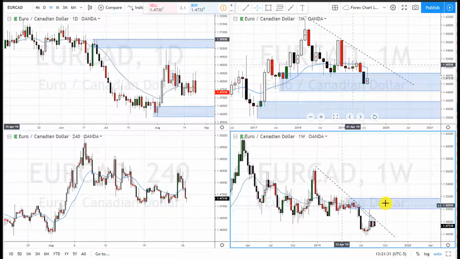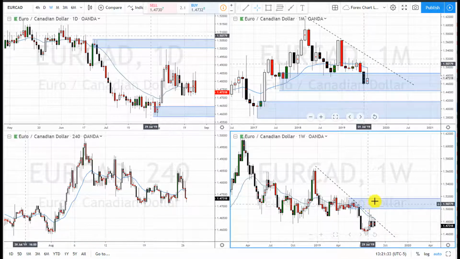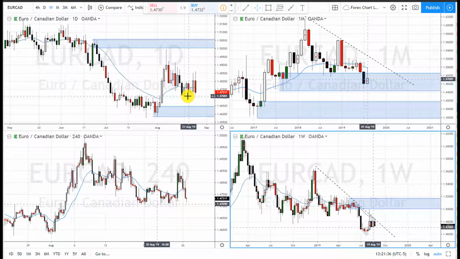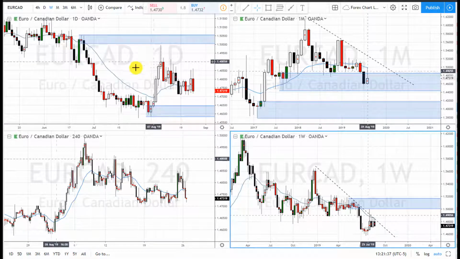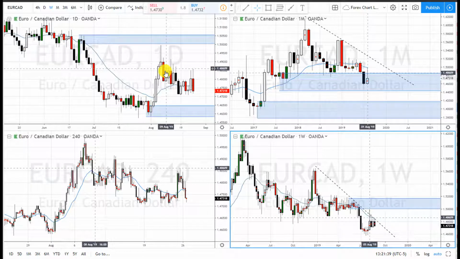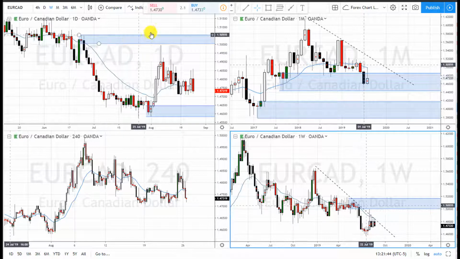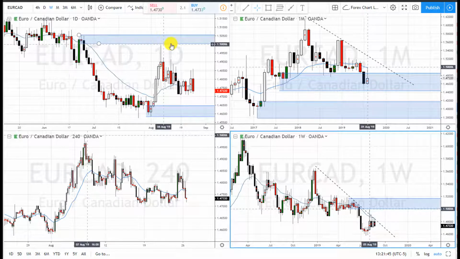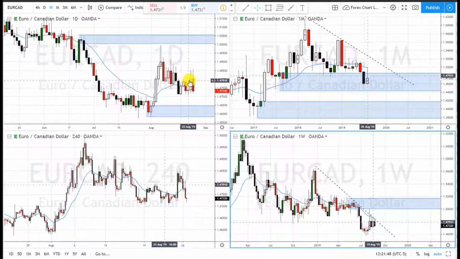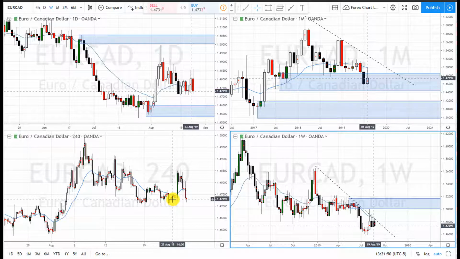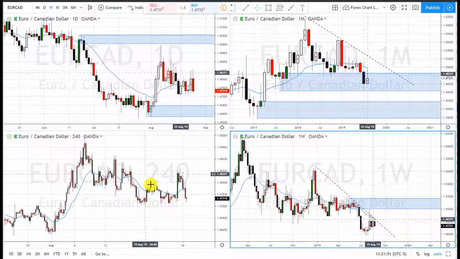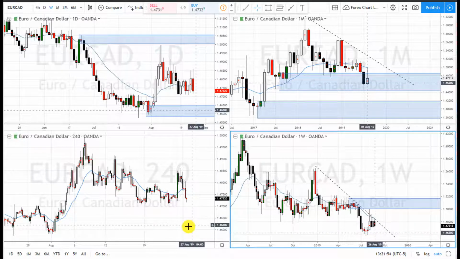For it to be considered an uptrend, it needs to break this area of supply. And the daily is consolidating. It's consolidating, but then the daily area of supply is in control, so it's bearish consolidating. And the 4-hour looks like it's gonna go down.